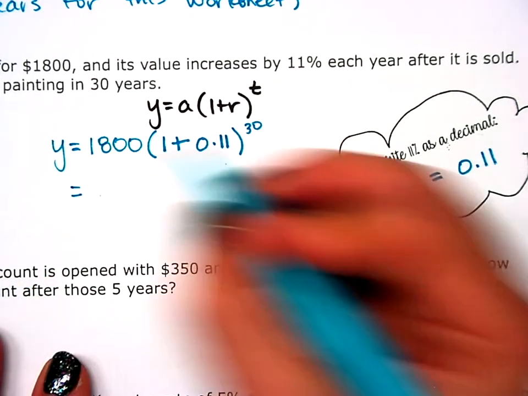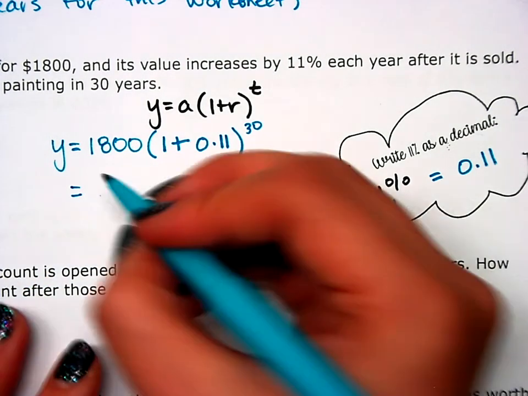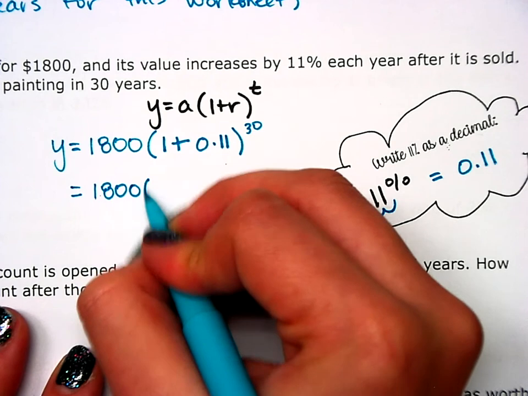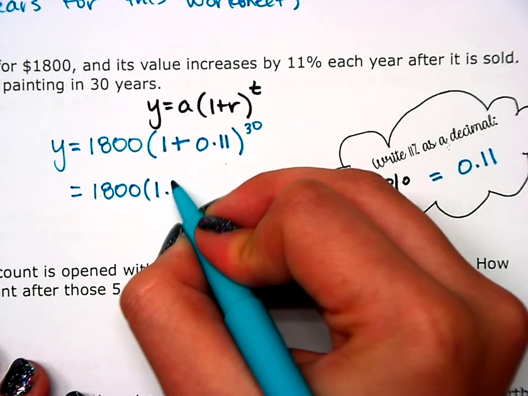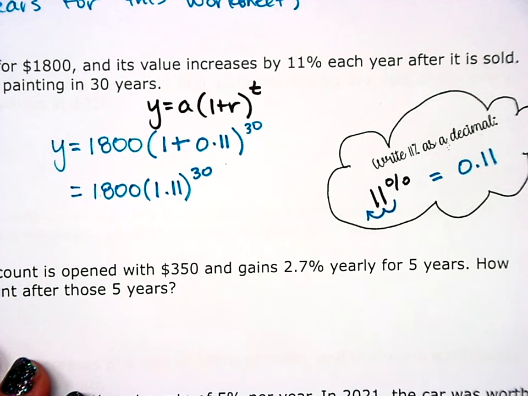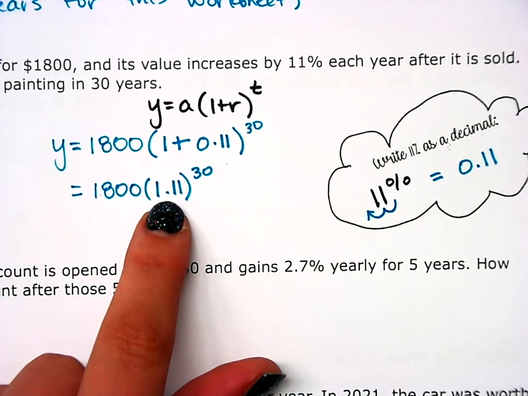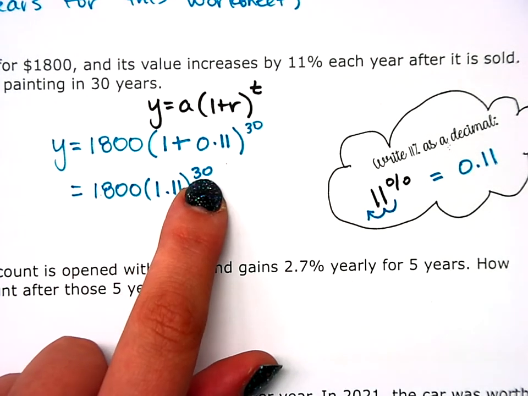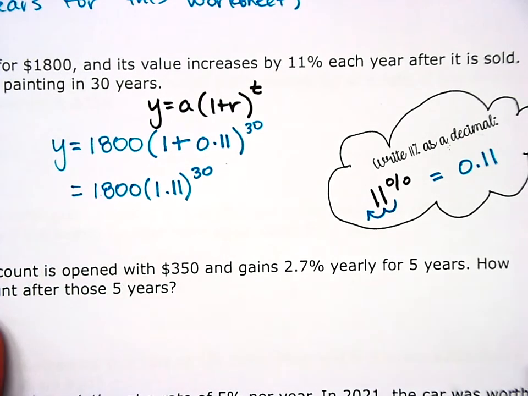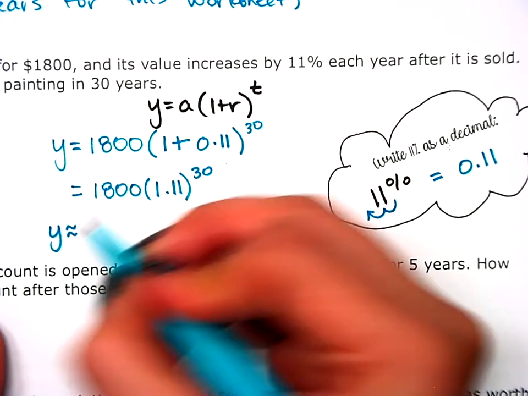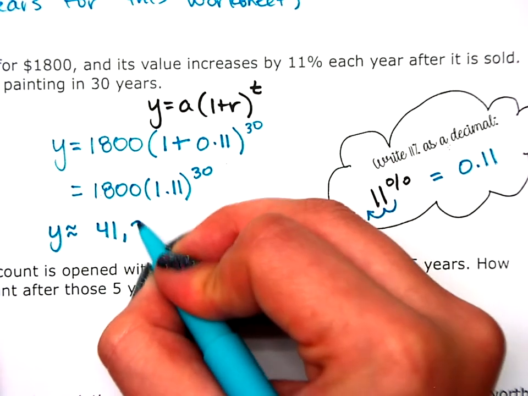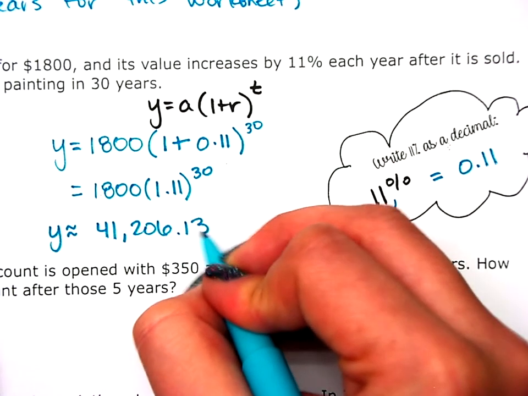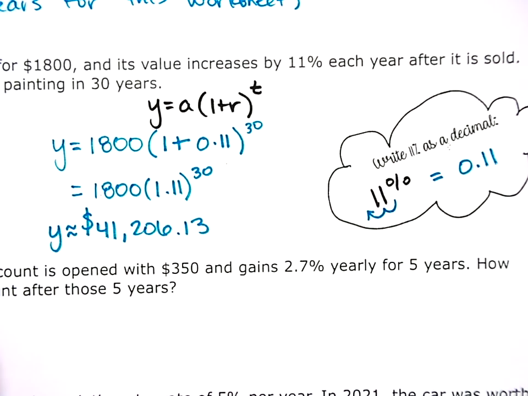All right. So when we do our calculation here, I'm going to rewrite this one more time. I'm going to add these two numbers together since they're in the parentheses. So I've got 1.11 to the 30th power. So in your calculator, you're going to do 1.11 raised to the 30th power, and then times by 1,800. So we get that y is about, I'm going to round this number, 41,206.13. And we're talking about money. So I'm going to put my $ sign there.